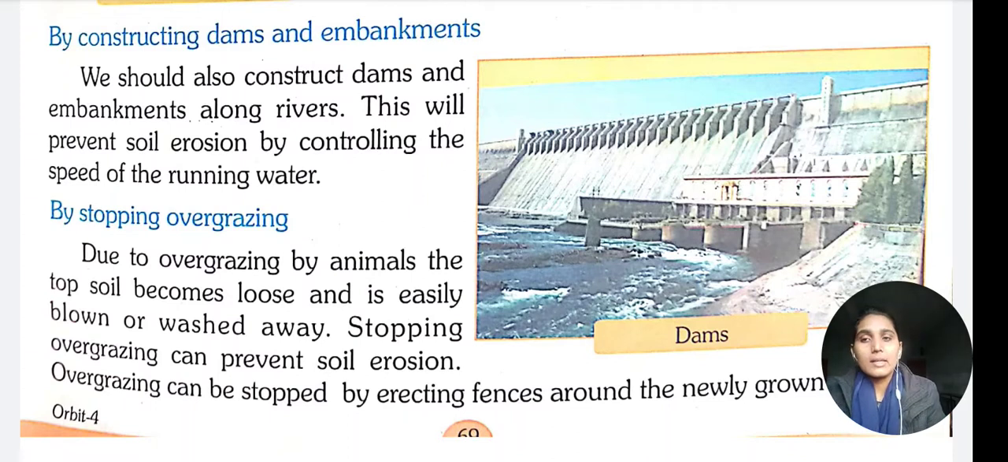Stopping overgrazing can prevent soil erosion. If we prevent or stop the overgrazing of the field, it will surely prevent the soil erosion. Overgrazing can be stopped by erecting fences around the newly grown area. What we have to do? Where the overgrazing is done, जहाँ पे कैटल बहुत ज़्यादा आ रहे हैं उस एरिया को अगर हम चारों तरफ से हम तारबंदी कर दें या हम बाउंड्री वॉल कर दें तो ओवरग्रेजिंग उस एरिया में प्रिवेंट की जा सकती है. So the fourth condition was overgrazing.